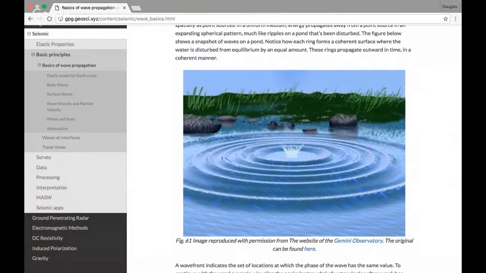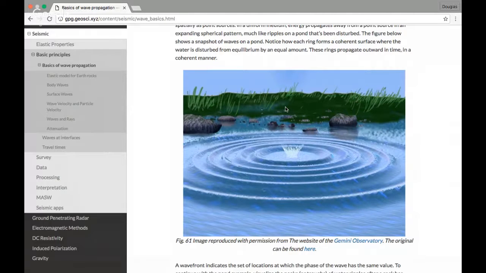So there are two ways of describing these waves. One is in a kind of global sense like this, where we're looking at the waves and the wave pattern and the wave front. The other is describing how that wave is propagating. If I'm sitting here, and here's the explosive source, then the energy is coming in a direct line towards me, and I can think about it traveling in a particular direction in terms of a ray path.